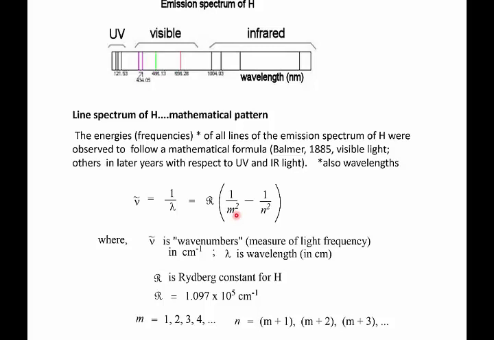Now, the m values are integer values. They could be 1, 2, 3, and 4. N values are 1, 2, or 3 units higher than a given m value. So by plugging in various possible values of m and n, carrying out the math, you will arrive at a frequency that will match one of the frequencies of the observed lines of light in the emission spectrum of hydrogen. That's a pretty significant find. By the way, the Rydberg constant for hydrogen in wave number units is the value shown here, 1.097 times 10 to the 5th reciprocal centimeters.